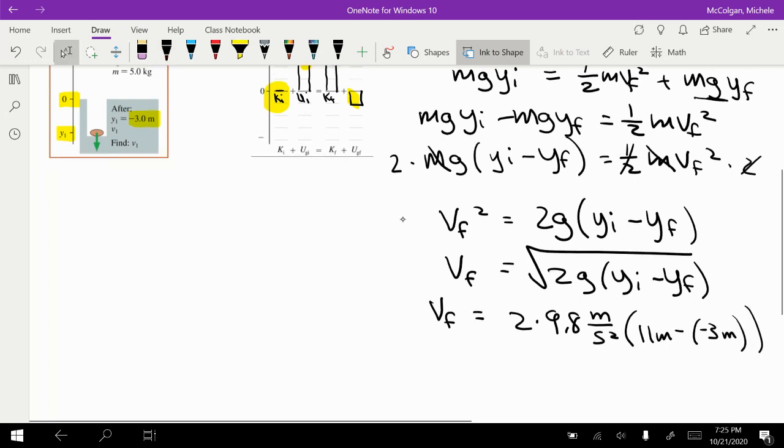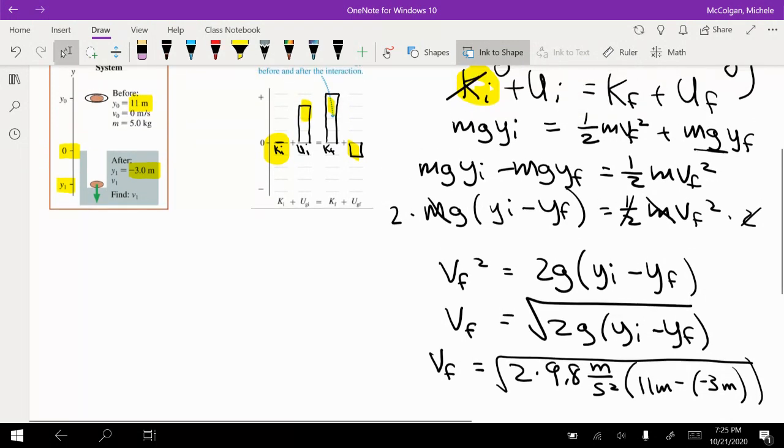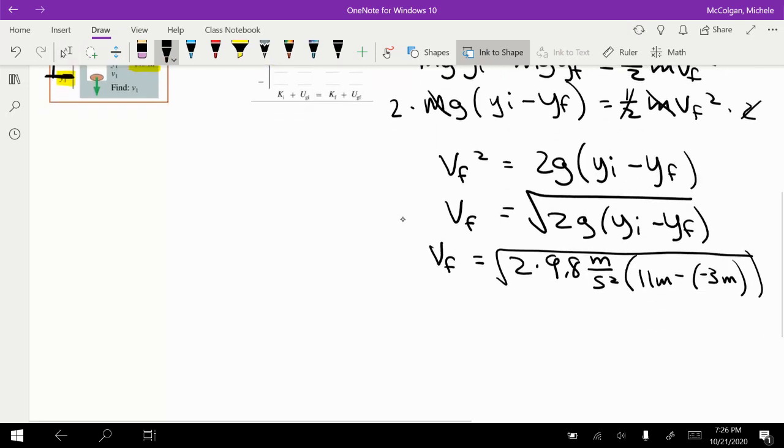Right, and just to double check, does that make sense? My delta y is going to be the whole distance from, say, here to here. And so that is 11 here plus 3 here, so that gives me the 14. So that does make sense. So v final then is equal to 16.6 meters per second. So that's my final answer.